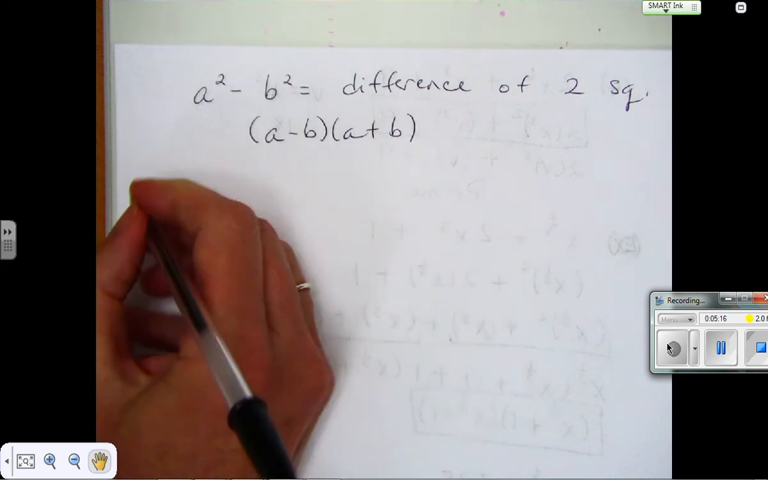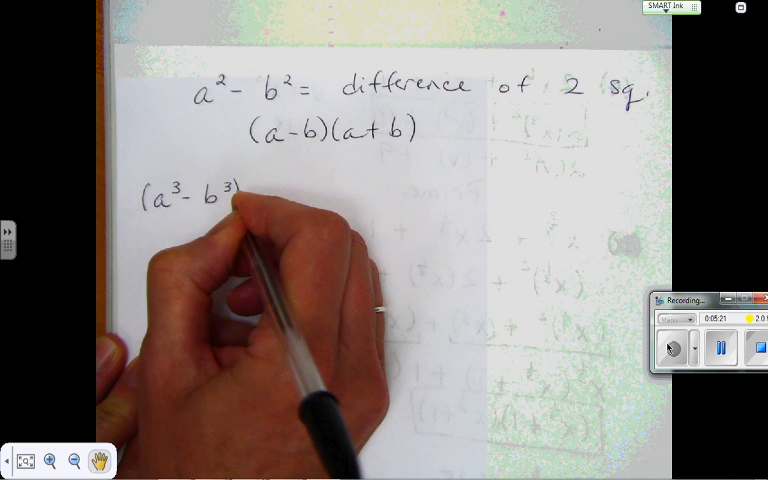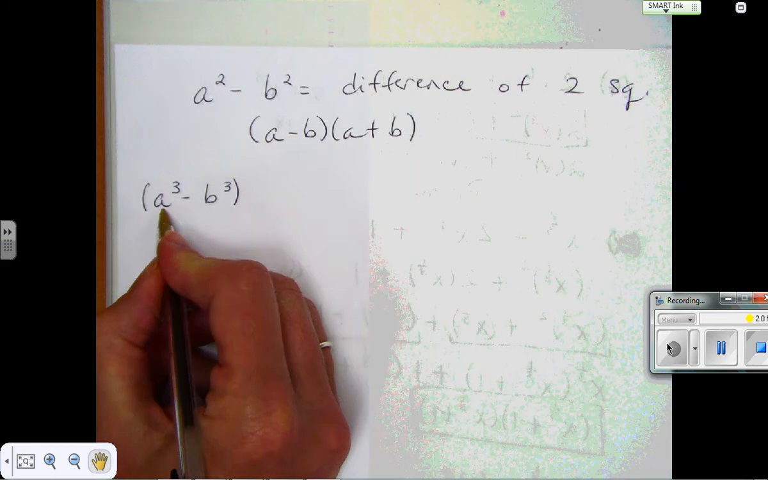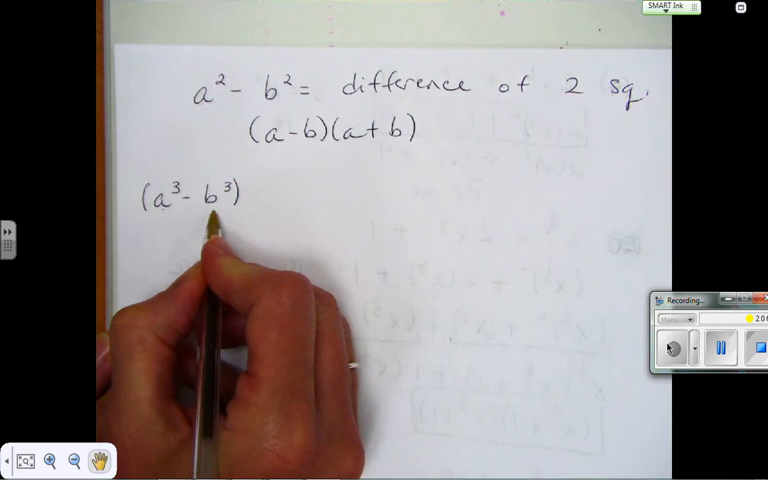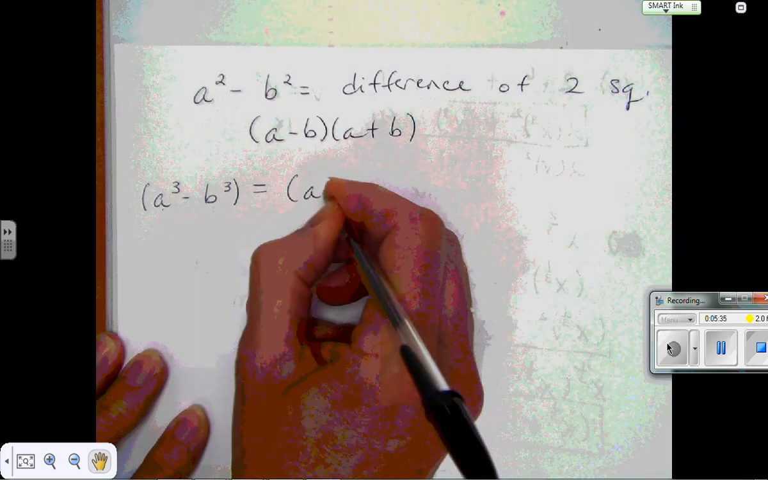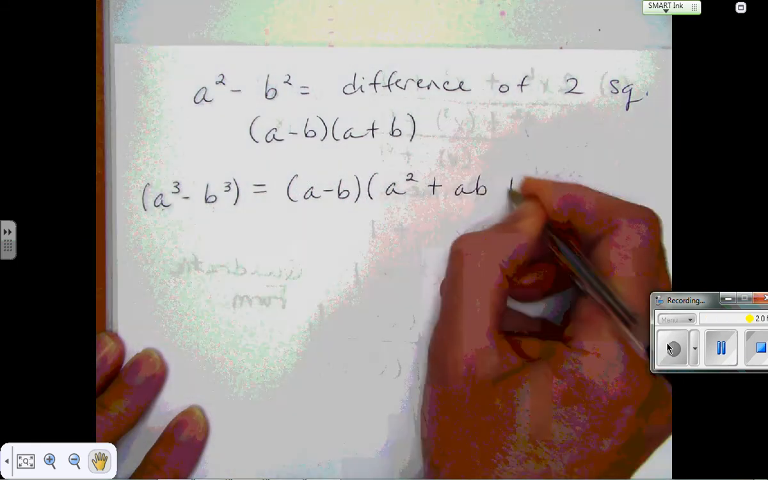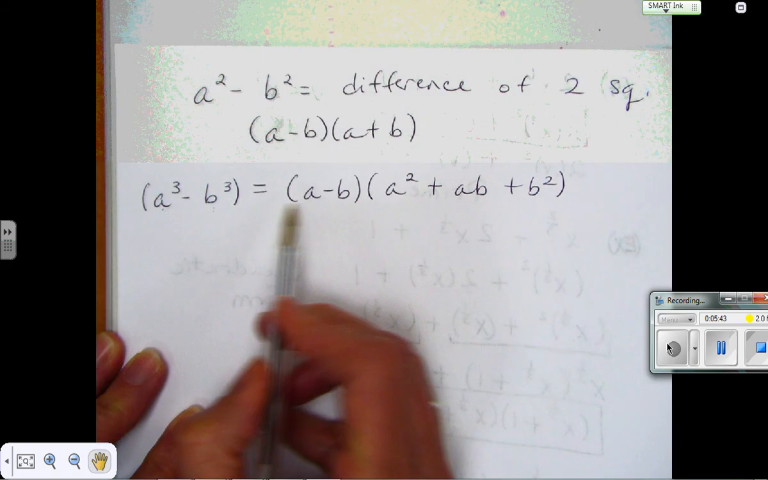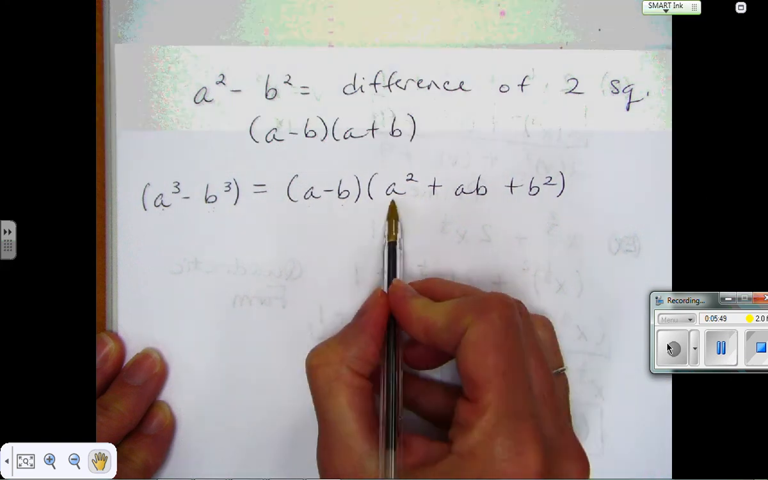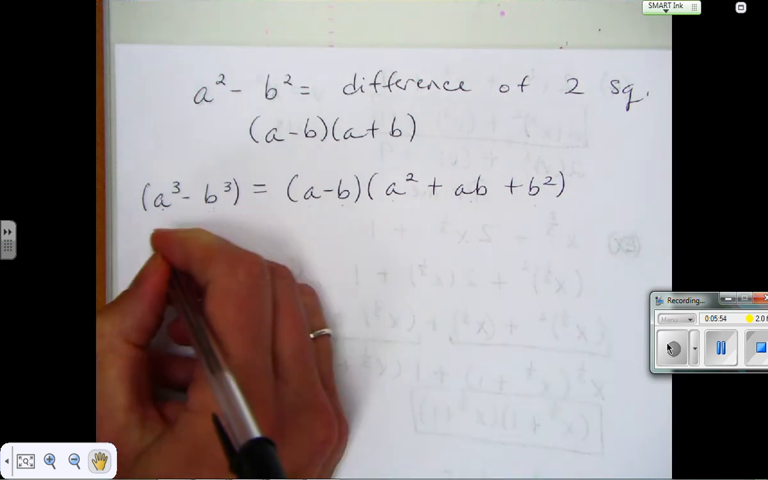Okay, but we're also going to learn how to factor a difference of two cubes. And there is a pattern for a difference of two cubes. You find the cube root of your first term, cube root of your second term. So that would be a, that would be b, and it's going to break down to a binomial times a trinomial. So you have a minus b, and then you square the a, multiply a and b together, square the b. So let's do just a little example.